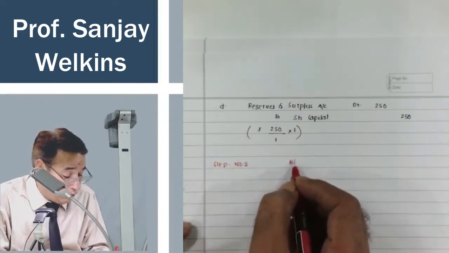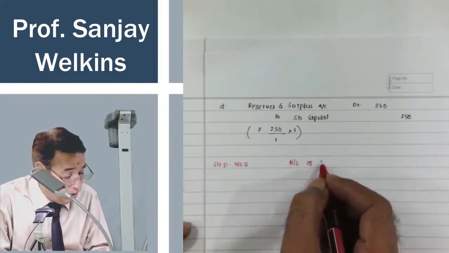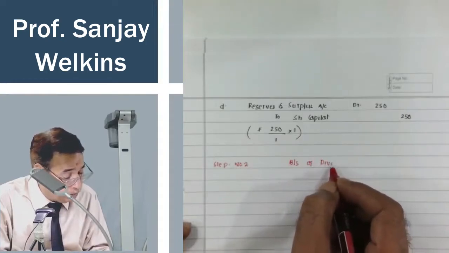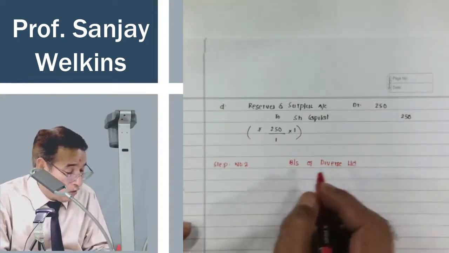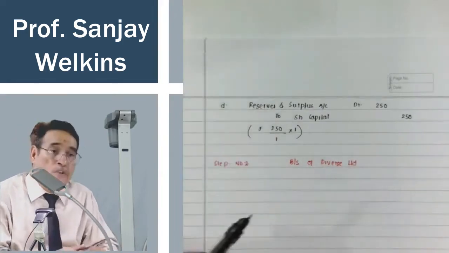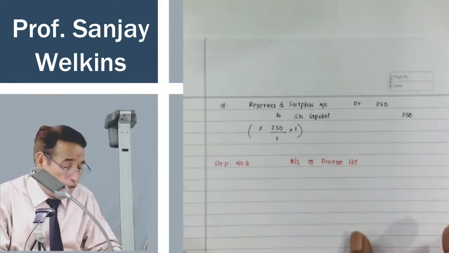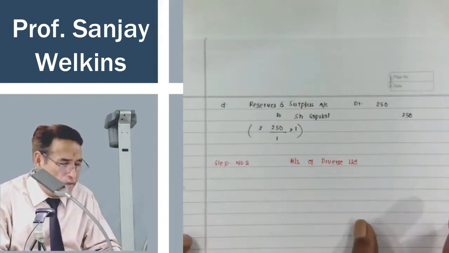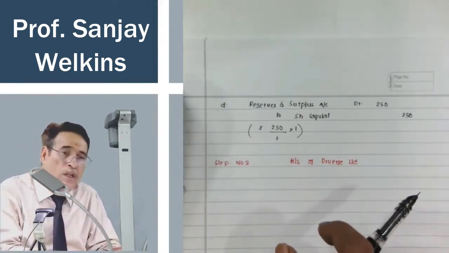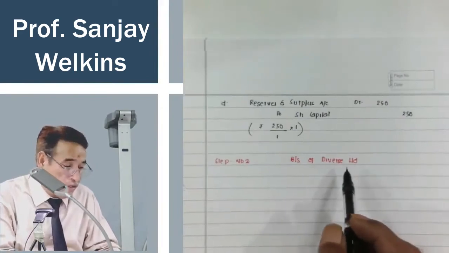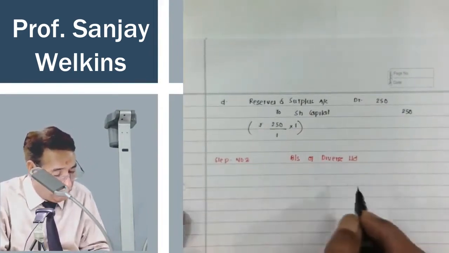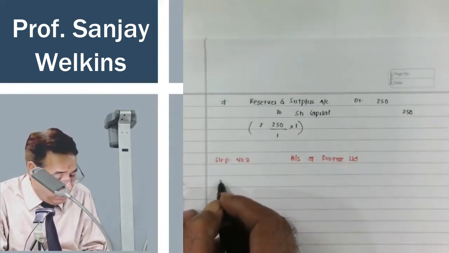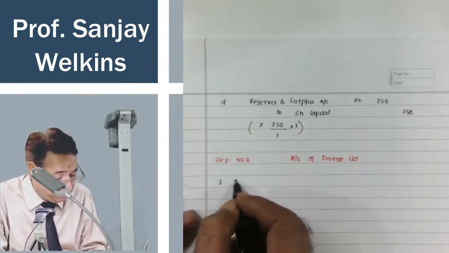Balance sheet of Divers Limited. Balance sheet of Divers Limited, of course, after reconstruction or after arrangement. Don't write demerger here, because basically it is a sort of arrangement. So balance sheet of Divers Limited after reconstruction or after arrangement, you can write. It would be better. Why give any chance to the examiner?